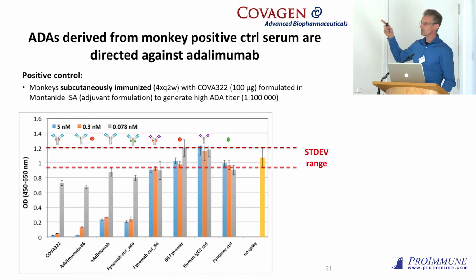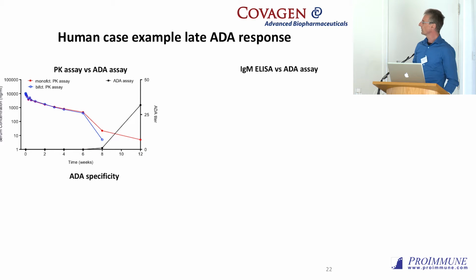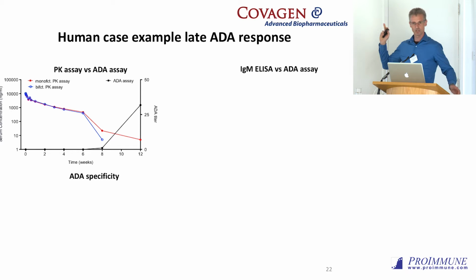And now I have 2 slides where I try to bring all the assays together with a human case example or with clinical data. And I start off with a subject that we call late ADA response. So I start with the colored lines, red and blue. This is again pharmacokinetics, mono and bifunctional assays. And just to remember, it's single intravenous infusion. So up to the first 6 weeks, it looks brilliant. It's very nice pharmacokinetics. This is what you would expect.